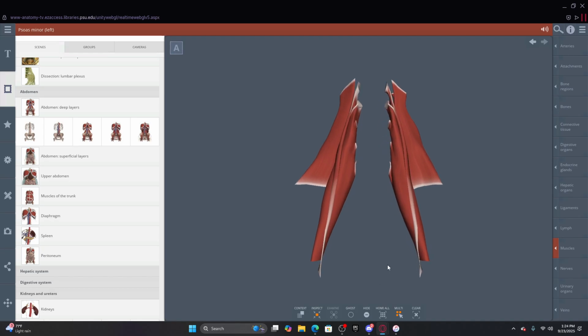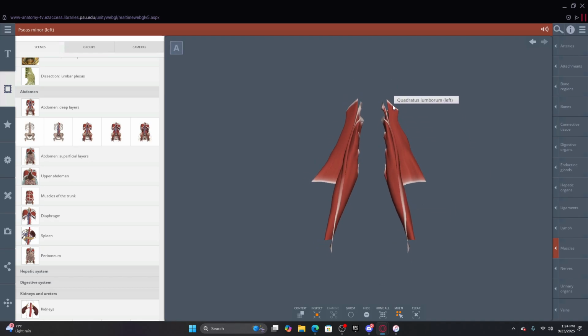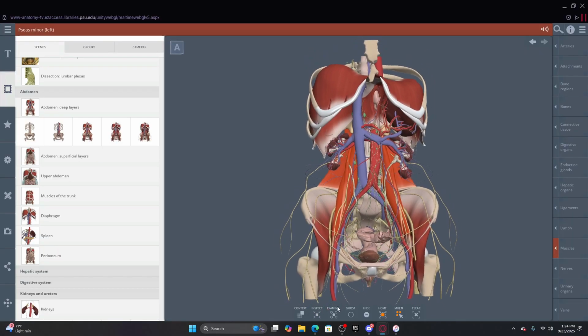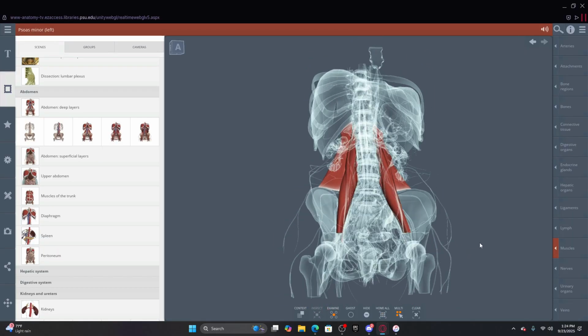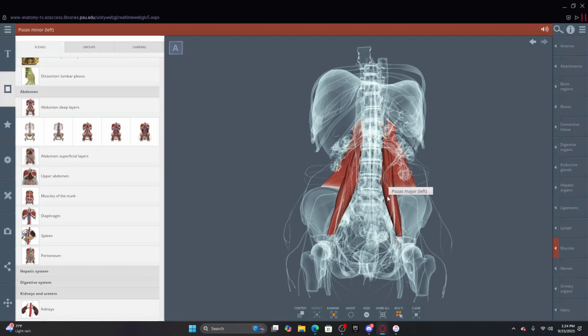If I inspect here, we see quadratus lumborum all the way in the back. Then we see psoas major, these two right here, and then psoas minor. So if I go back and examine, you see quadratus lumborum in the back, we see psoas major, and then we see psoas minor right on top of major.